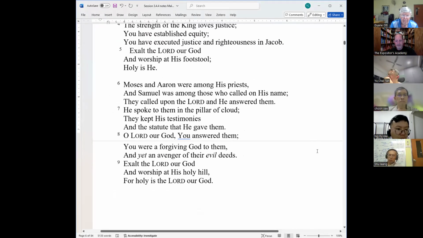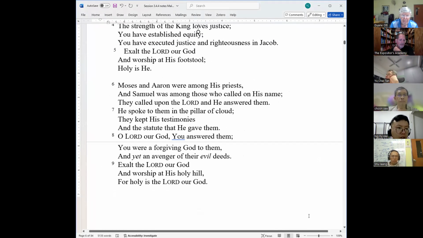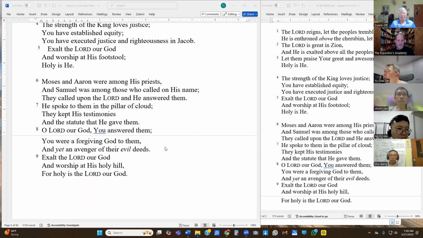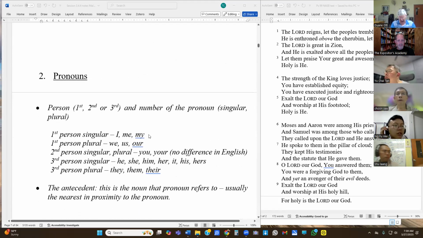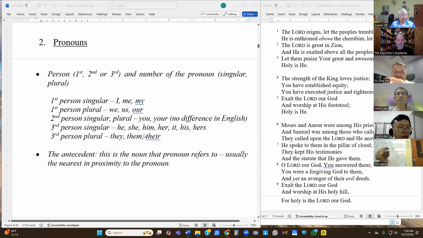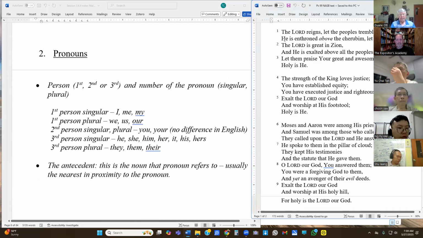All right, very good. So let's do this. I've got the text on the right. Now we're just going to, again, we already looked at the characteristics of the verb. So now we're going to look at the pronouns in the passage.